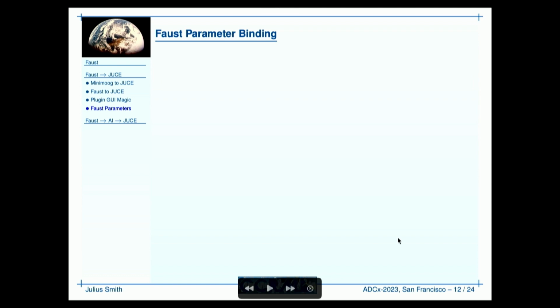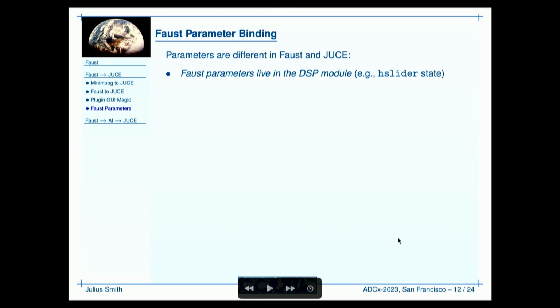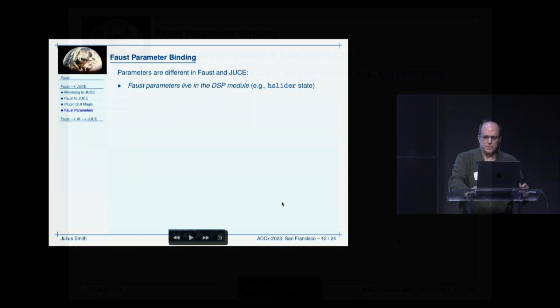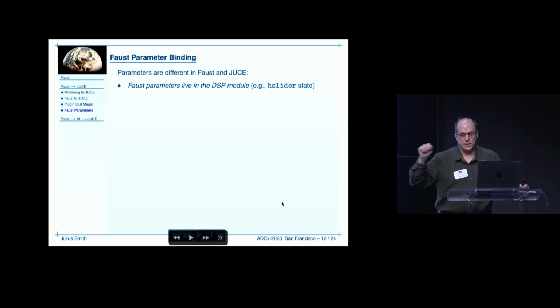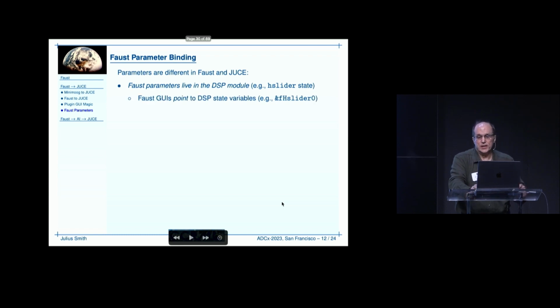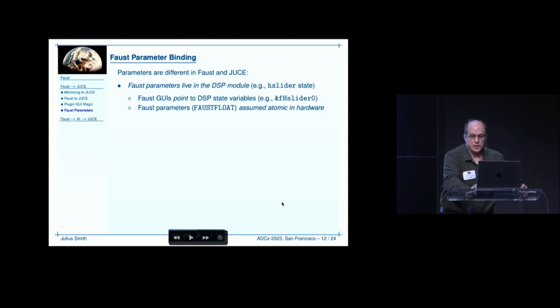So Faust parameters are different than JUCE parameters. In the Faust world, the Faust parameters live in the DSP module, essentially the slider state. So every time you drag out a GUI element, that provides a kind of controller interface, and it's got its own state variable, and it's in the DSP module, not the interface. So when you make an interface, it just gets pointers to the state variables. And so you can have any number of interfaces, and they're just all pointing into the state variables of the DSP module.